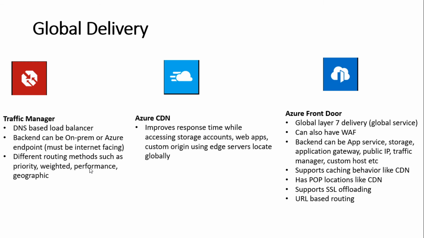Then comes the global delivery. So in global delivery, we have a traffic manager first. So it's a DNS based load balancer, and the backend services for it could either be on-prem or Azure endpoint, but they must be internet facing. So they can't have a private IP, they must be internet facing resources. And it has different routing methods such as priority, weight, performance, and geographic.